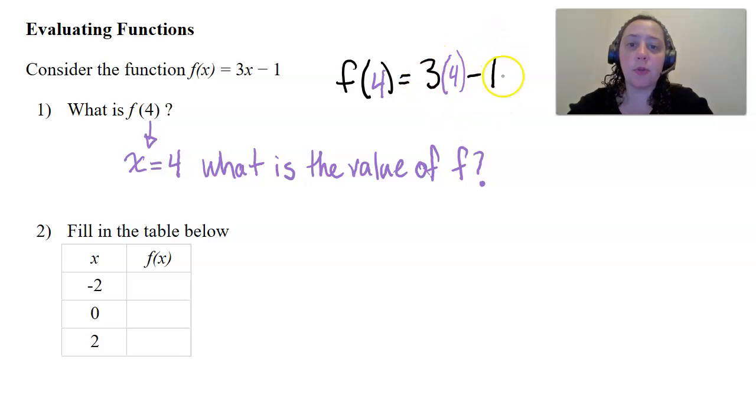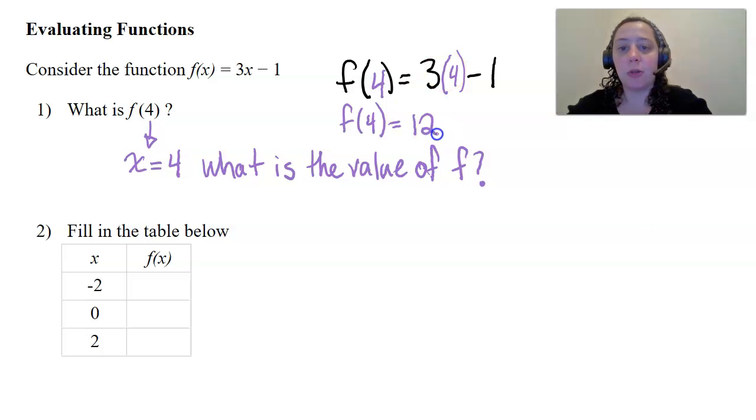Now we can simplify this right side. So f of 4 equals 3 parentheses 4. That means 3 multiply 4, which is 12 minus 1. Bring that down. 12 minus 1 is 11. So we found it at one x value.